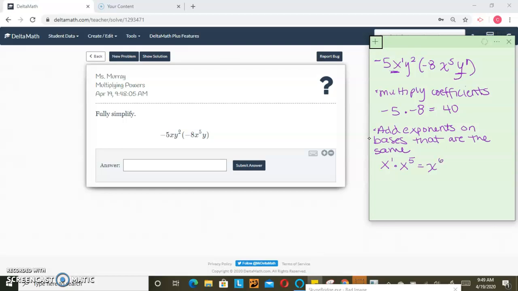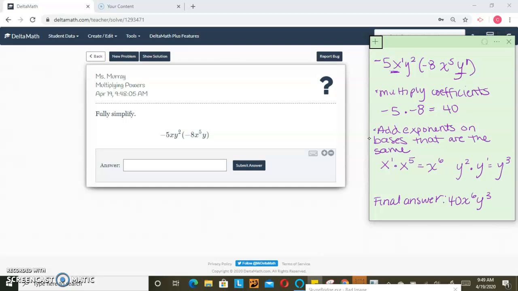Then I'm going to do the same thing with my y's because they have the same base. I have y to the 2nd power times y to the 1st power. Keep the y. I add 2 plus 1 to get 3. So final answer, putting it all together, I have my coefficient that I multiplied to be a positive 40 because I had a double negative, x to the 6th power, y to the 3rd power.